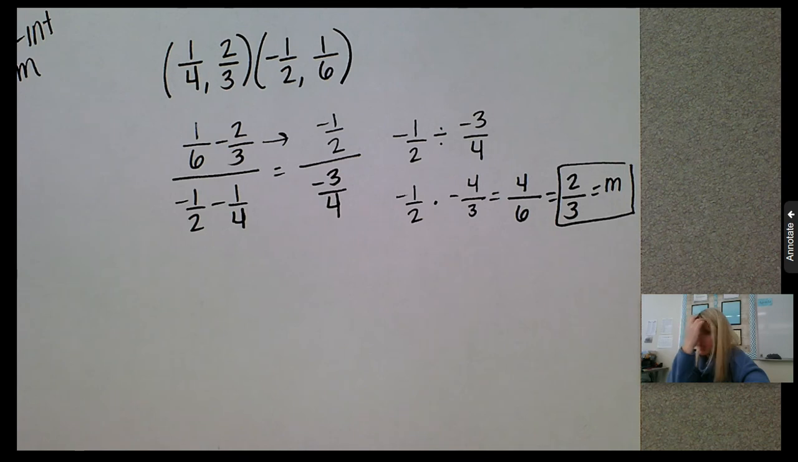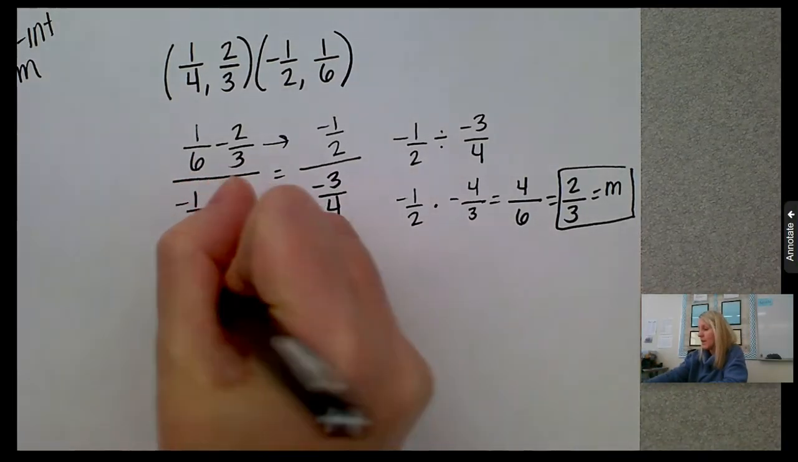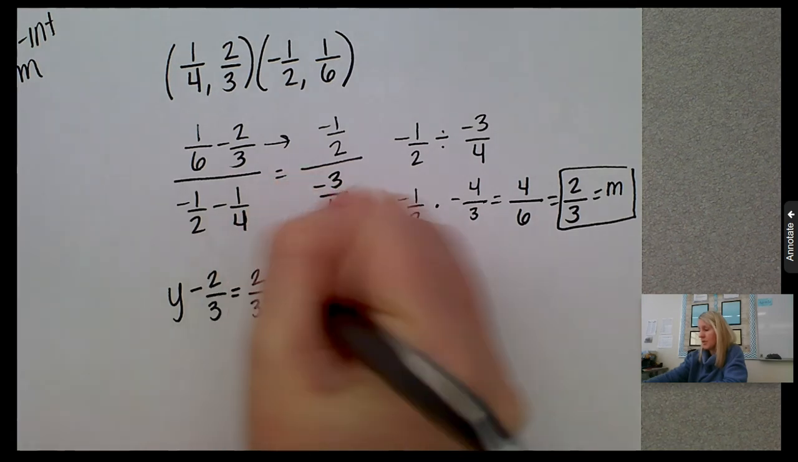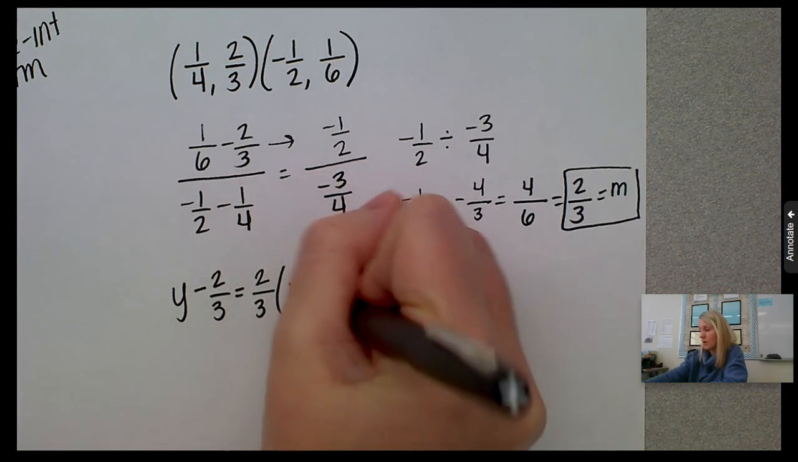So from here, you would say, all right, I have the slope and I need to write an equation in slope intercept form. Once again, I'm going to do point slope and then rearrange. If you want to do it the other way, go for it. We'll just check our answer. I'm going to use the first point. Y minus y1, which is 2/3, equals m, which is 2/3, and then x minus x1, which is 1/4.